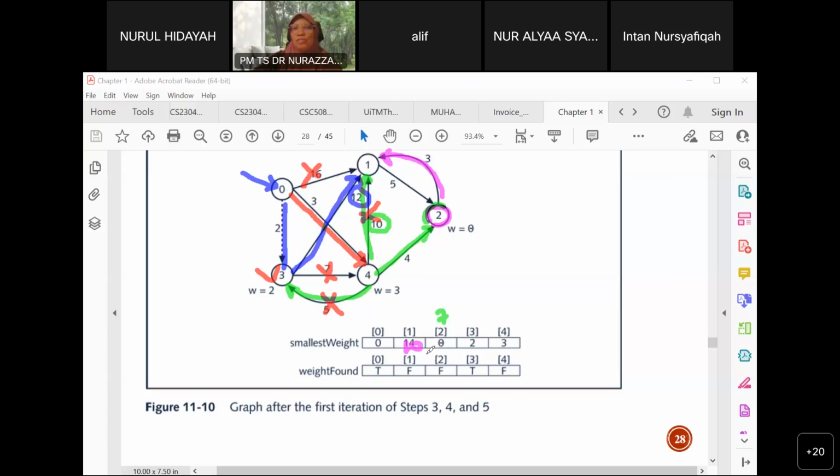Okay. So that's why saya dah update lah yang ini yang paling kecil. Yang ni saya tak pilih. So the last dah habis lah. That means dah semua 5 vertices kita dah go through. So this is the final ni lah. Final smallest width. Shortest path from vertex 0 to any other vertices dalam graph ni. Itu adalah Dijkstra shortest path algorithm.